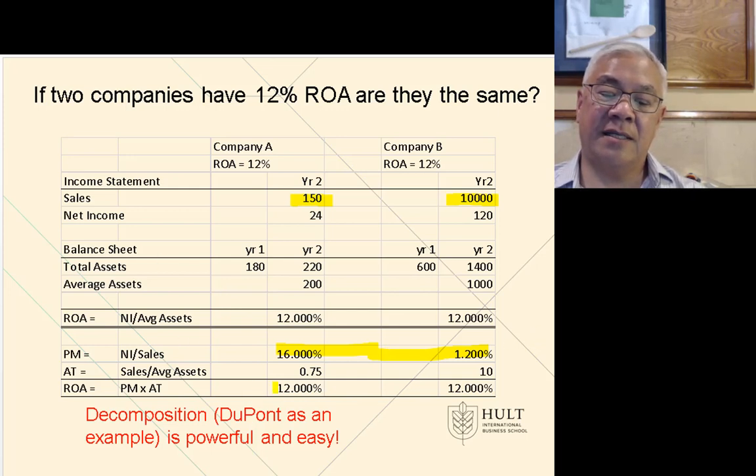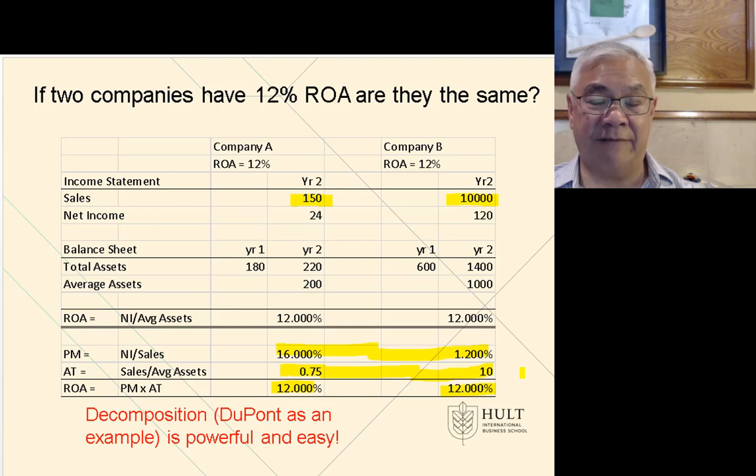Now the next part is when we look at the productivity. For every dollar of assets, how much do we sell? In the case of A, for every dollar of assets, they sell 0.75, not even one. Whereas for company B, for every dollar of assets they have, they sell 10. Profit margin times the asset turnover, we get to the same number, 12%. But one gets there by being very profitable, A. The other gets there by selling a lot for a small amount of assets.